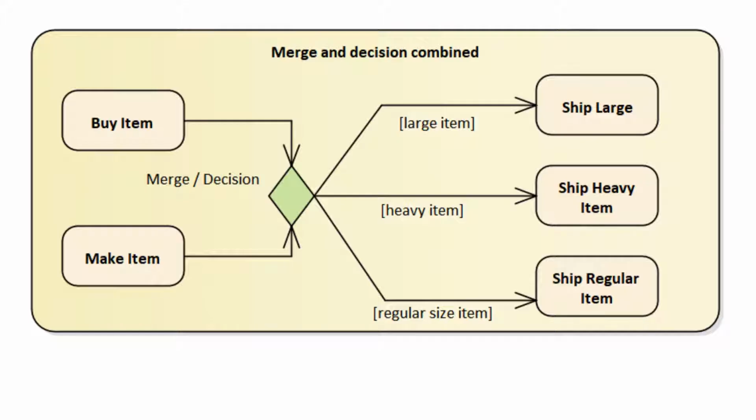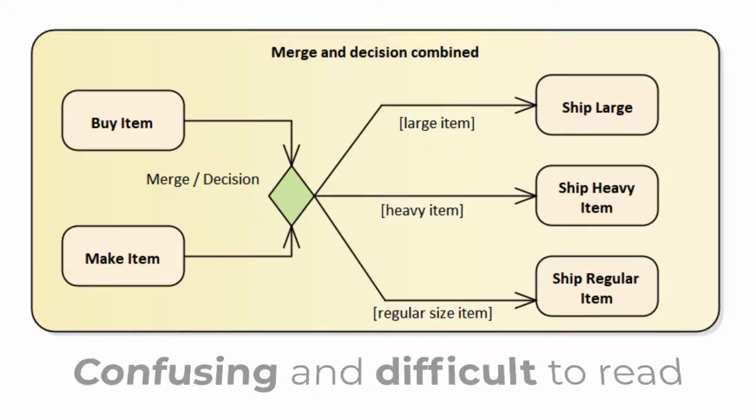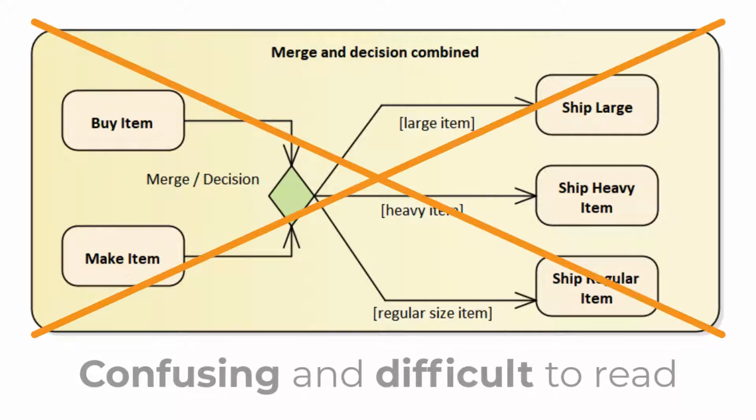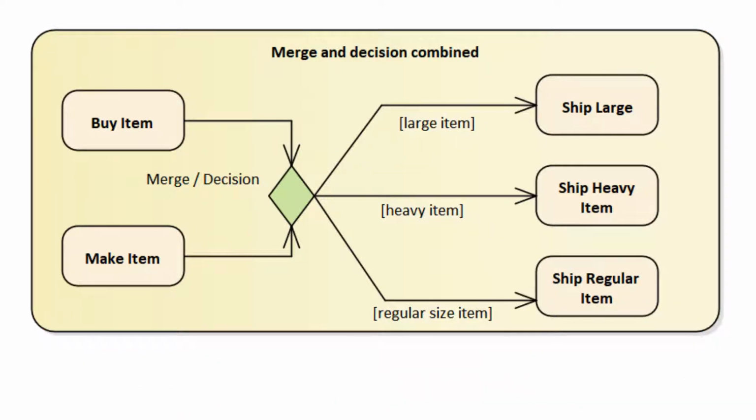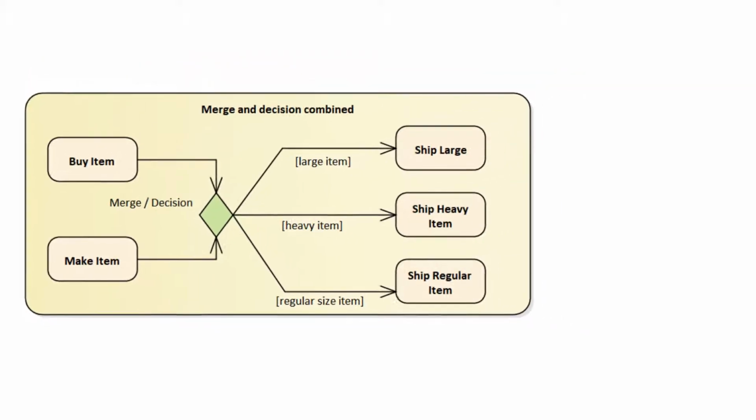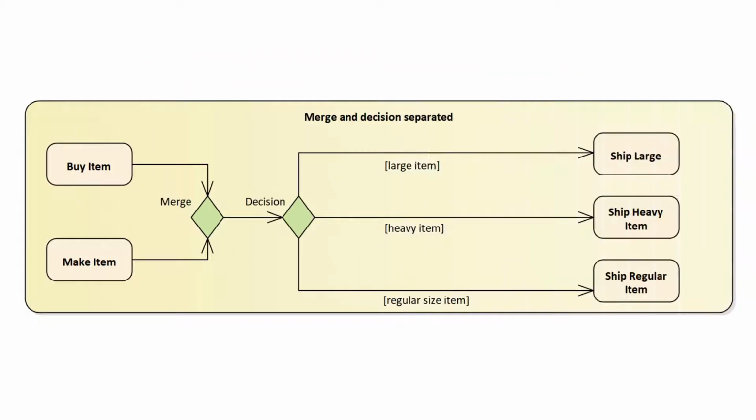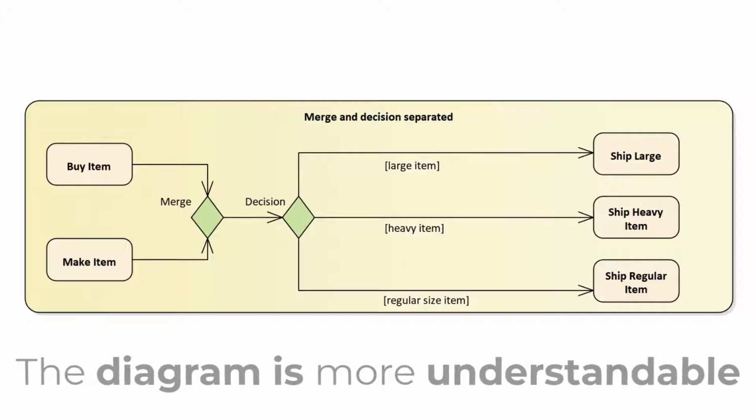UML allows you to use one decision as a merge and can therefore have multiple inbound and outbound control flows. However, such models become confusing and difficult to read. I therefore recommend to model as explicitly as possible and to always create a separate model element for a merge, even if the diagram becomes somewhat larger as a result. The diagram is certainly more understandable.